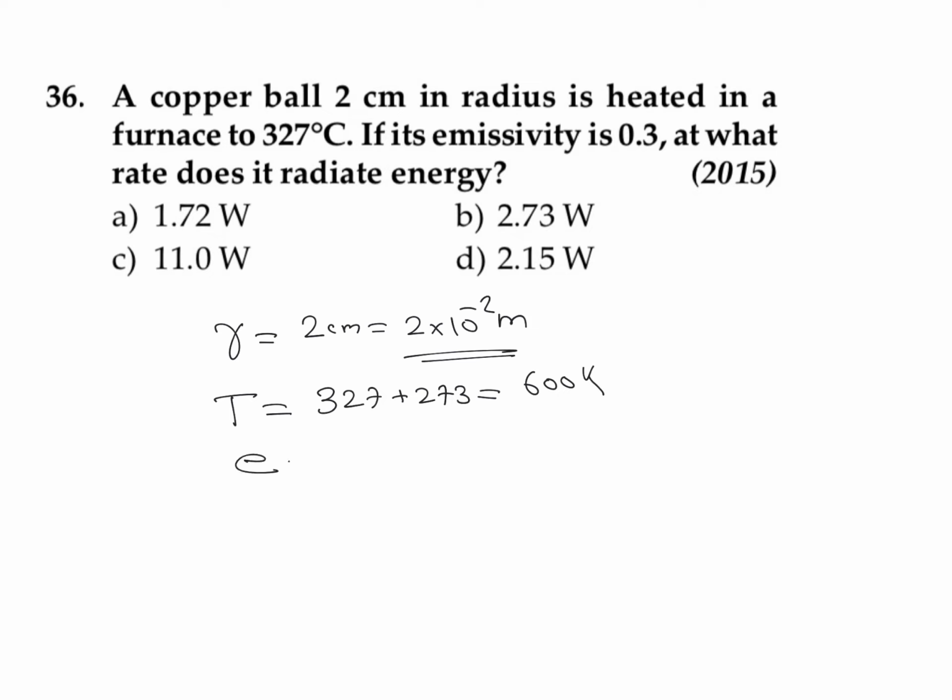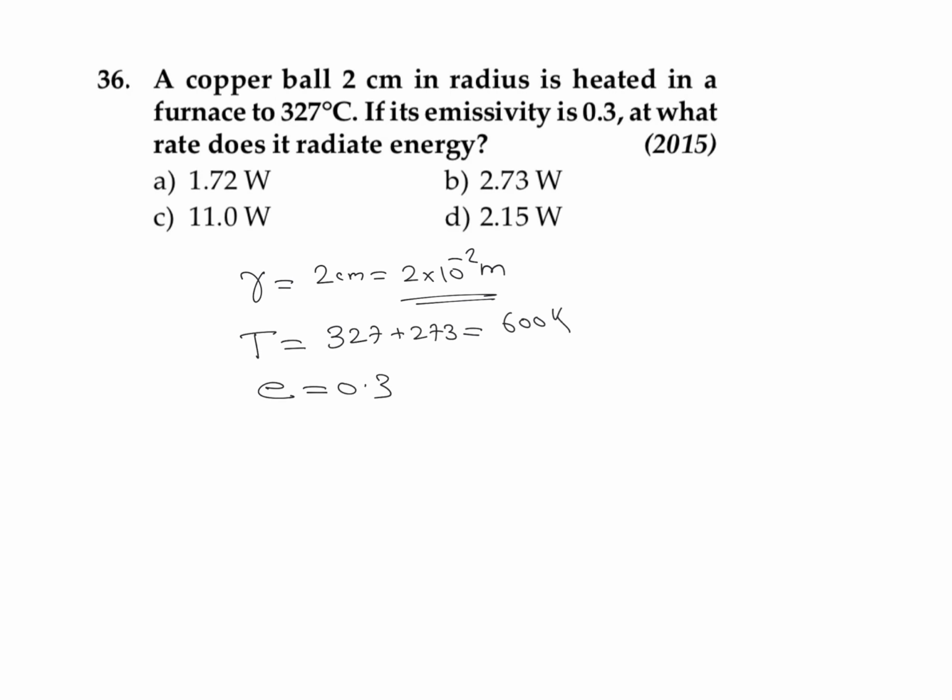The emissivity, the value of E, is given as 0.3, and we have to find out the value of its energy, or the power radiated. So you can write the power is equal to E sigma A times the temperature of the object raised to 4.